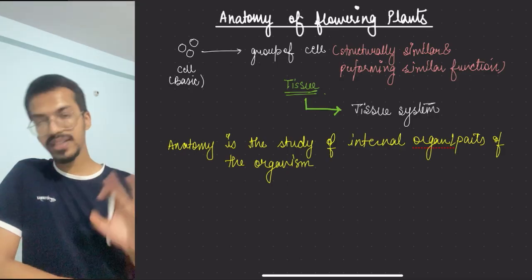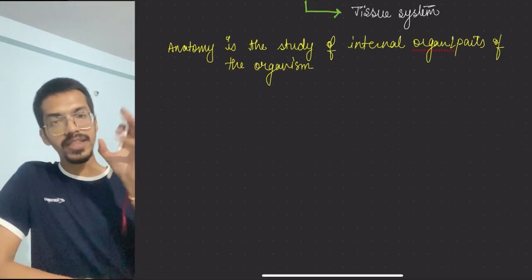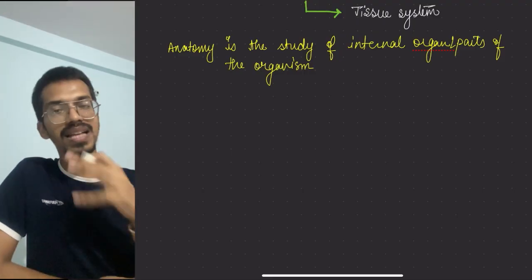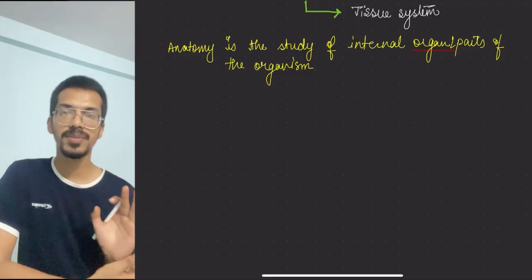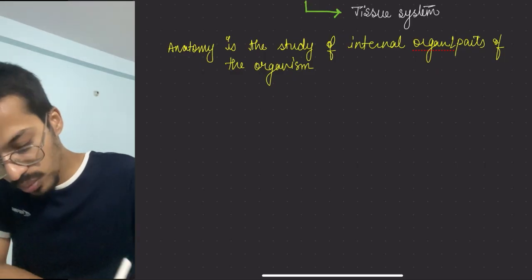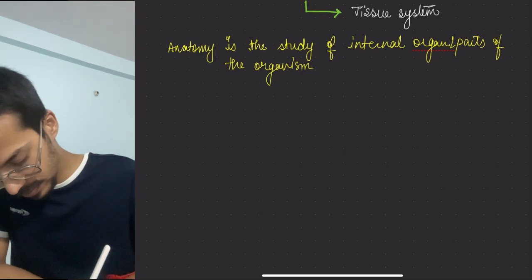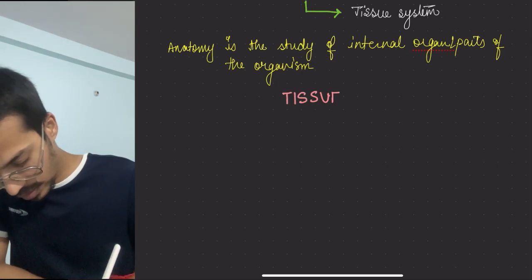Moving on to the next thing, that is our tissues and how they are made up. Within the tissues, they are made up of different types of cells, and the cells have different names. With this approach, we're going to start with the topic of tissues.